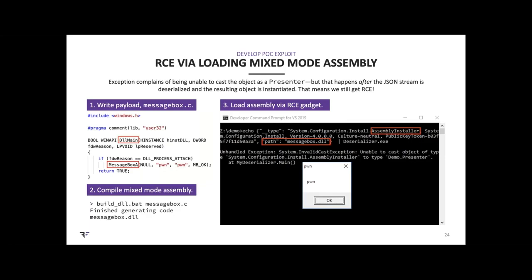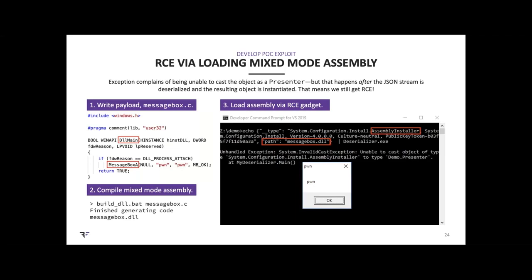And when we run that program, you see our message box pops just fine, even though you see in the background that the program is still throwing an exception and saying, hey, you passed me an assembly installer, but I was expecting to cast that as a presenter. But even though we get an exception, our code still works. This is a really important point to note here.